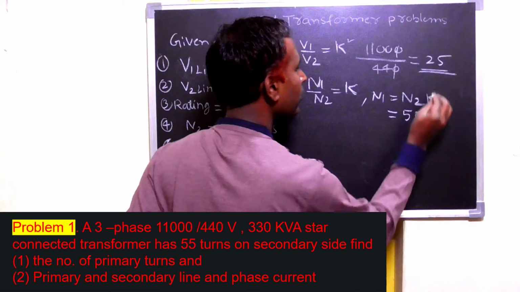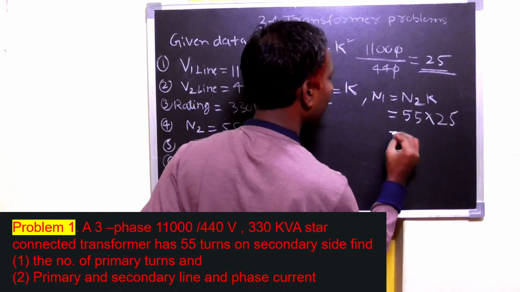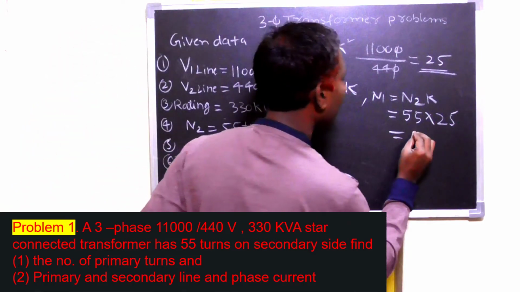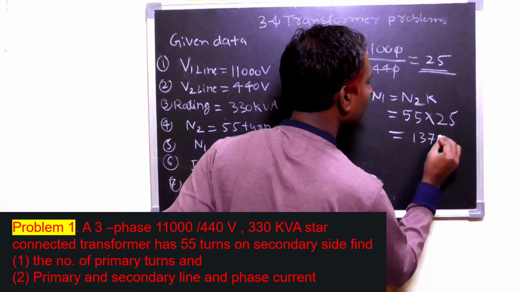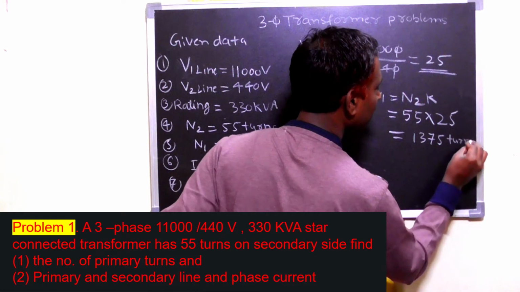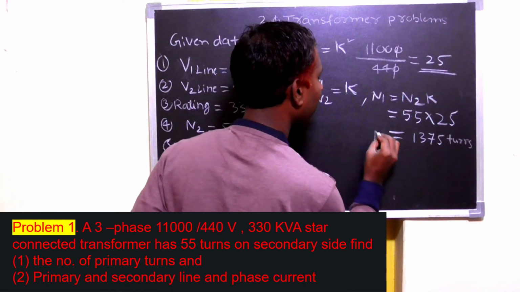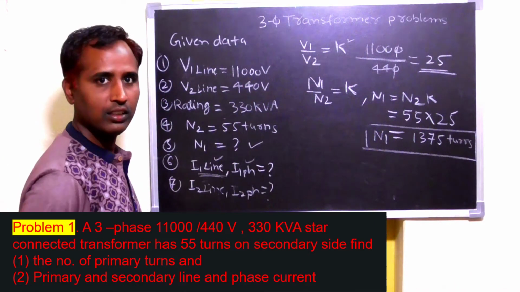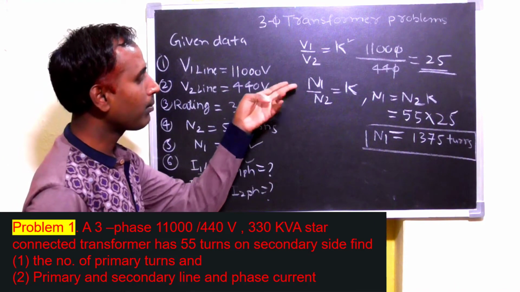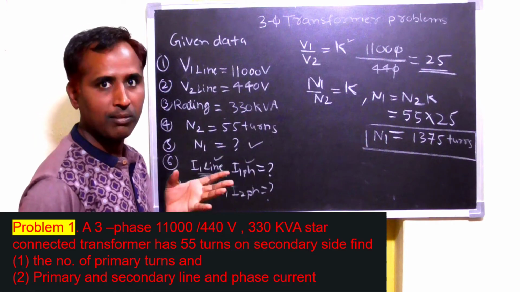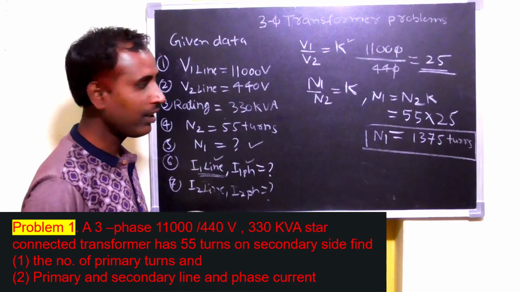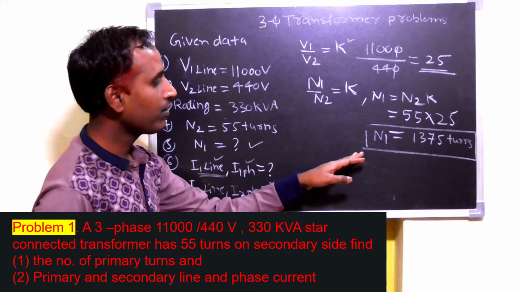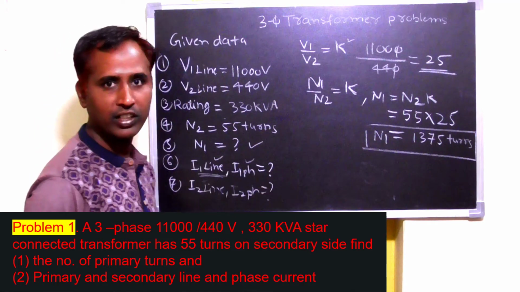Okay, K means 25. If I solve this, I will get 1375 turns. This is N1. Friends, don't ask me why we are using the formula N1 divided by N2. The actual formula is N2 divided by N1, but in the problem they are using N1 divided by N2. So that's why you write down N1 equals 1375 turns.